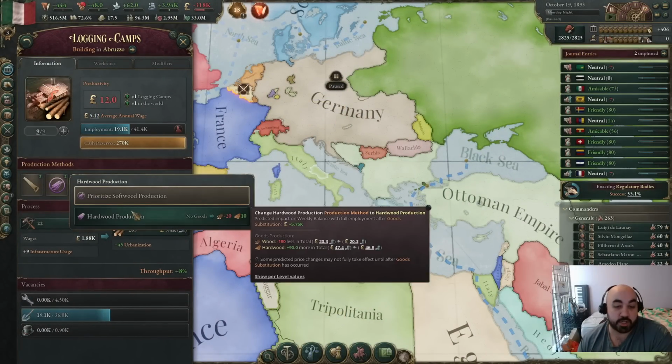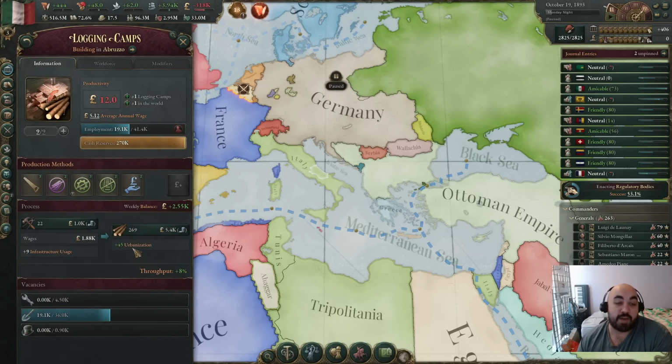Hardwood production gives you minus 20 softwood and plus 20 hardwood. Base price of softwood is 20, base price of hardwood is 40. So this will have no net output on base prices. However, if you notice over here, the softwood's actual price in the market is about 20, which is pretty close to the base price. The actual price of hardwood in the market is substantially above 40. And so because of this, the PM is going to be efficient.